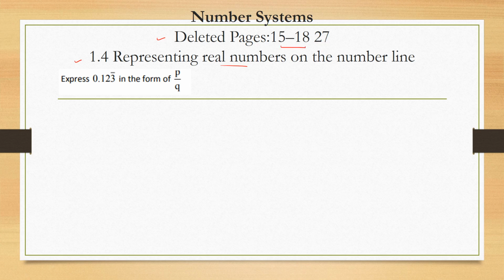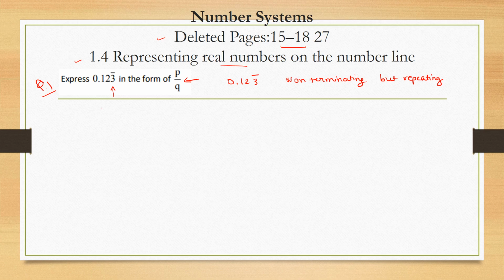Now let's start with the first question, which is express 0.123 bar in the form of p by q. So whenever you have this sort of question, you have to consider how many digits are going to be repeated. Of course, this is a rational number, right? Why? Because it is non-terminating but repeating. Non-terminating, repeating decimal expansions are rational numbers. So how can we turn it into p by q form?